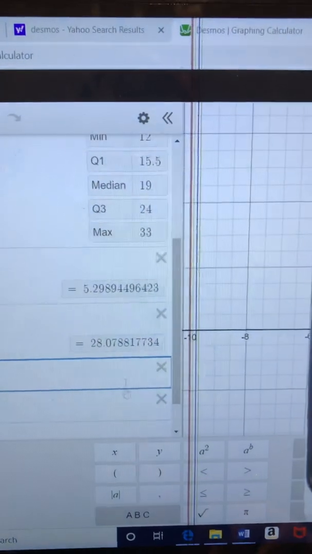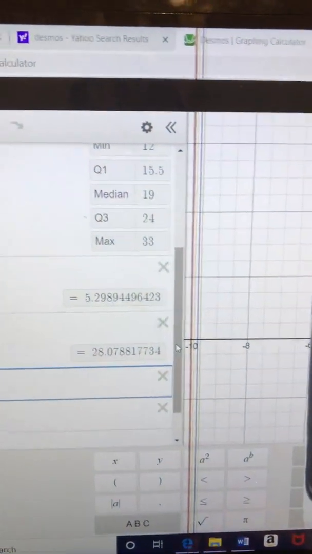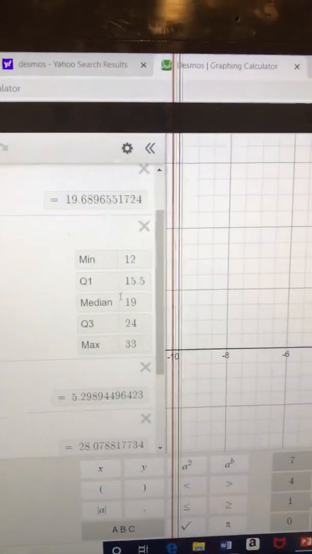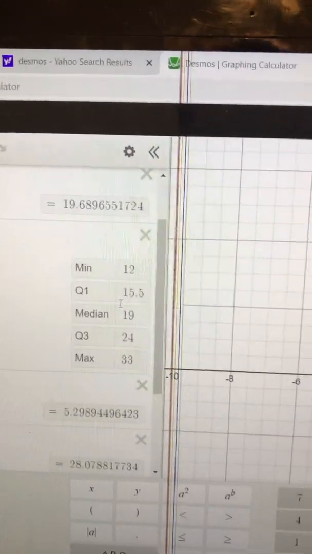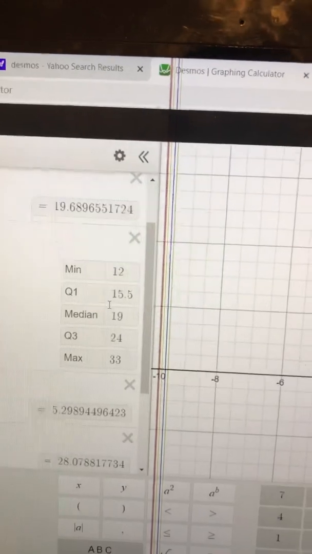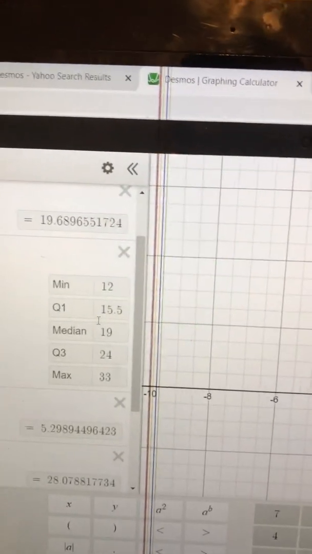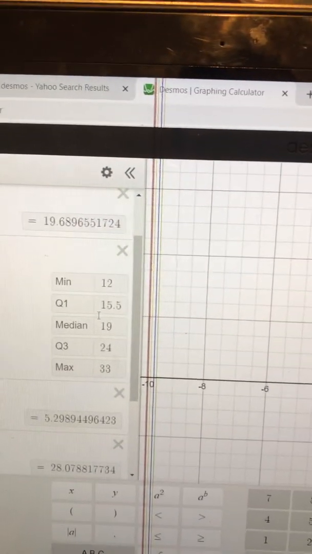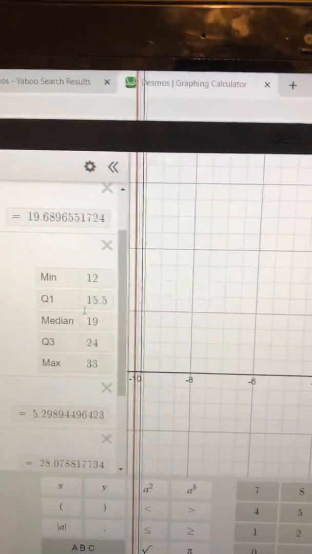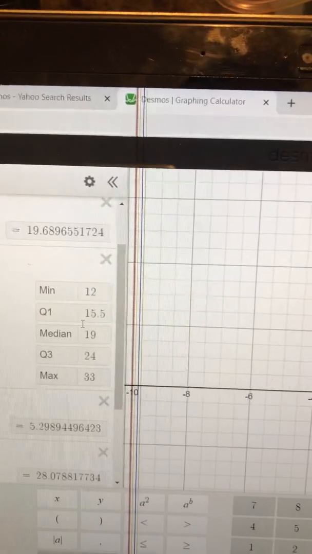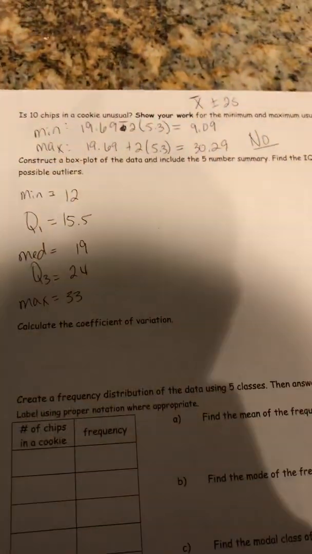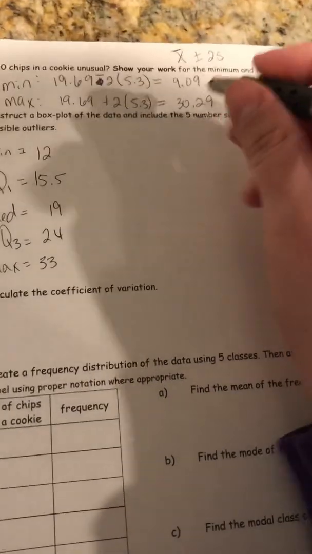So we did that. I already mentioned it on the calculator. Go to Stat, Calc, 1-Var Stats, or Desmos under Stats. It gives it to you. So right there's my 5-number summary. I'm just going to write those down real quick here. So 15.5, median is 19, Q3 is 24, and max is 33. So there's the 5-number summary, which Desmos and the calculator both gave me.